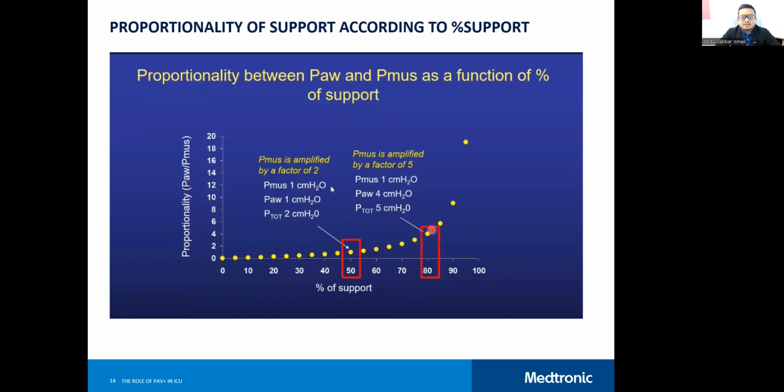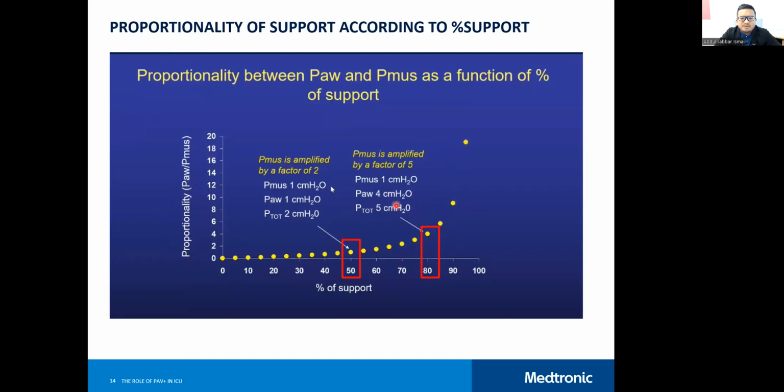Okay. So this is what they mean by 50% support, not 50% of the P mass. The percentage support is not based on the total pressure that is exerted. It is actually based on the loads, the elastance and the resistive load of the patient, of the current condition of the patient.